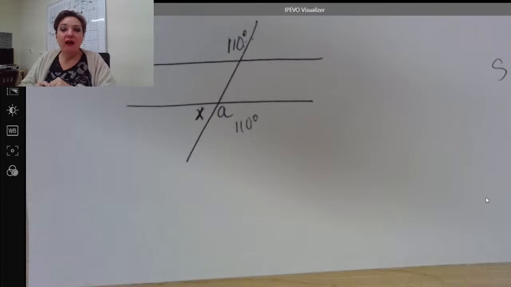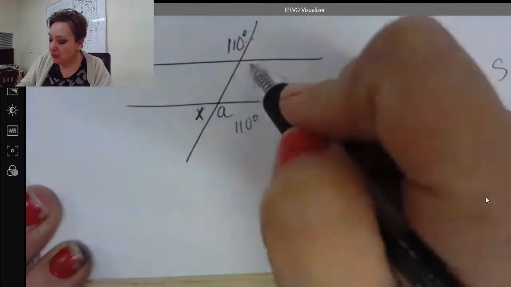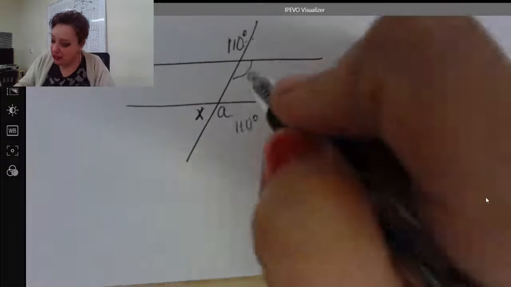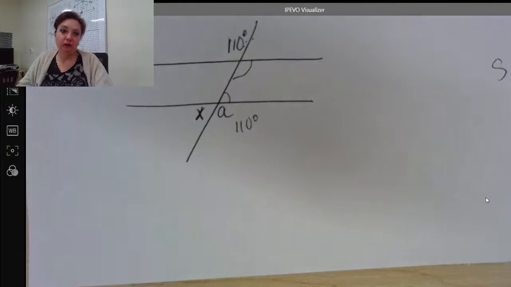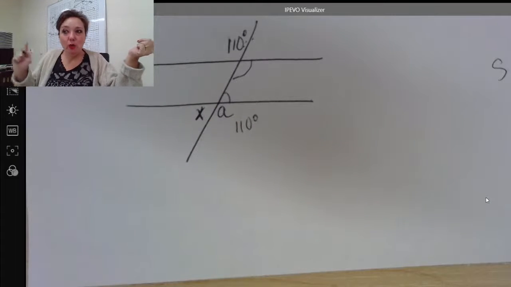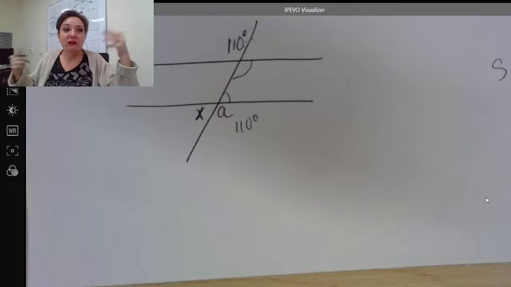Also, let's use a little brain power. This is clearly an obtuse angle, right? And this is clearly an acute angle. Are they going to be congruent to each other? No. And if we're talking about parallel lines, our options are going to be congruent or supplementary. So if they're not congruent, they're going to be supplementary, right? So using our brains just a little bit can eliminate some confusion.